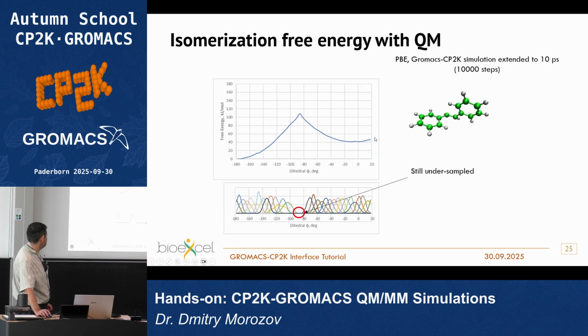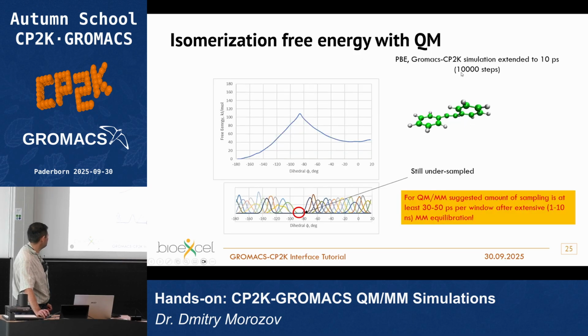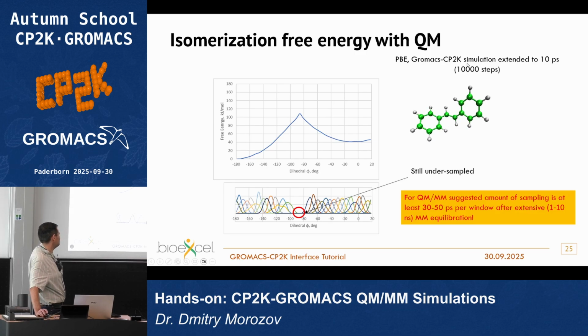So to get it better, you would need to increase sampling to 10,000 steps, but it would take, of course, much more time. It will take approximately 1 day, something like this. So we will not do that, but there is an example of what will happen if you can do this.